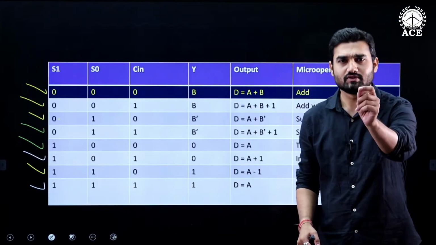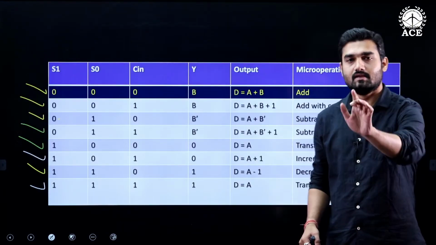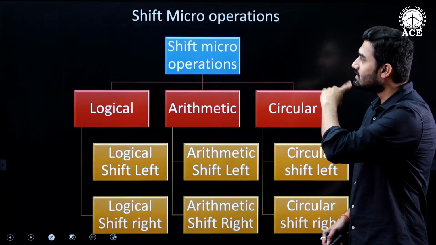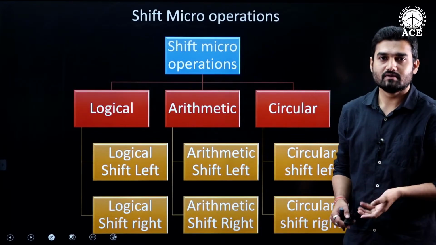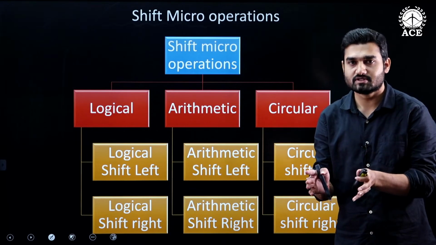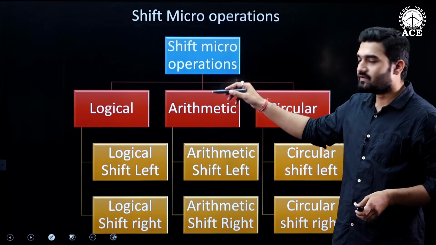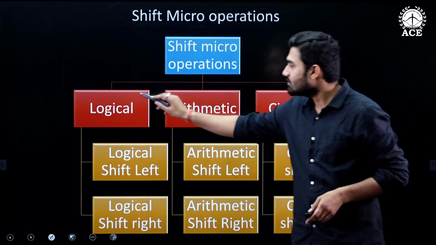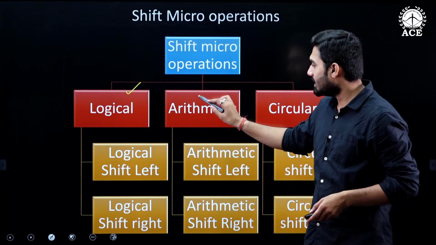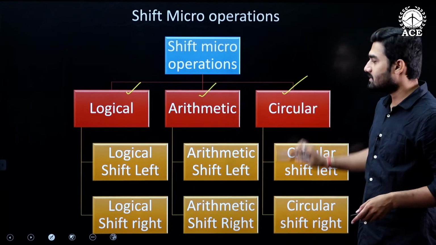I'll take just 2-3 minutes more and I'll end it. I need to discuss one more thing, because after this, at least the major portion of the micro operations will be over. In micro operations, we have three types: logical micro operation, arithmetic micro operation, and circular micro operation.